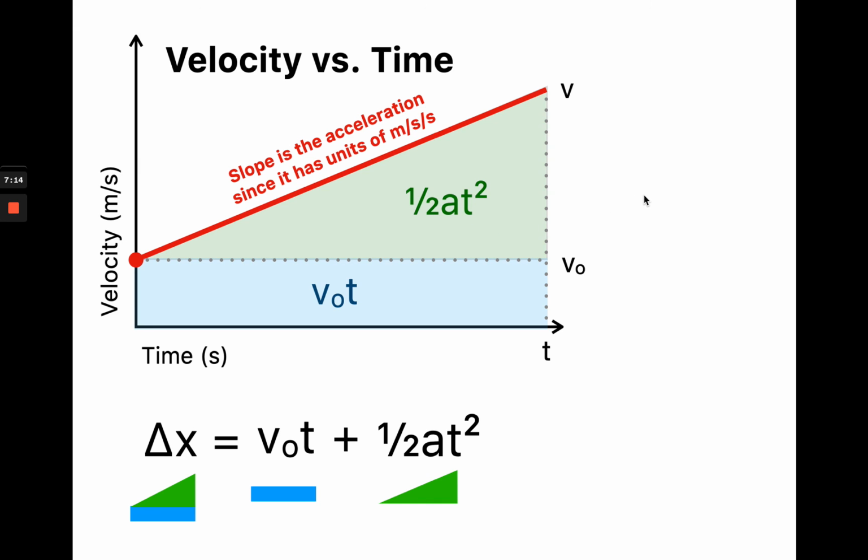It's all about areas because in physics, everything has a meaning, right? The y-intercept has a meaning. The slope has a meaning. Everything has a meaning. So these are the equations of motion, and we're going to be doing some interesting problems with them.